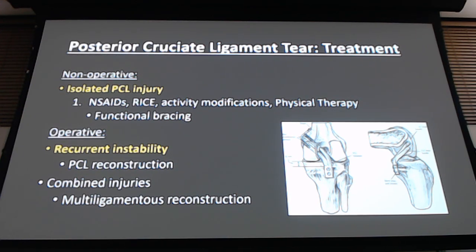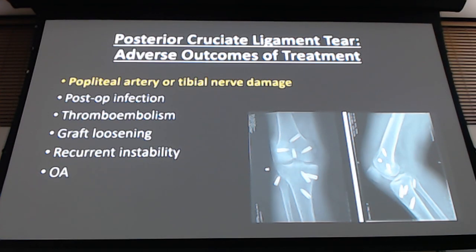Good to go? Okay. So, look at that X-ray. Does that look like maybe there was a bunch of stuff that was repaired, reconstructed, augmented, etc.? A lot, right? There's a lot going on there. Okay. So, anytime we do surgery too, there's a risk that we could do popliteal artery or tibial nerve damage. Okay? Post-op infection is always a risk. Thromboembolism, again, DVT, graft loosening. I'll go ahead and highlight again.